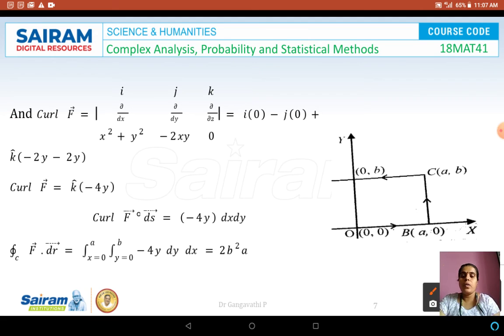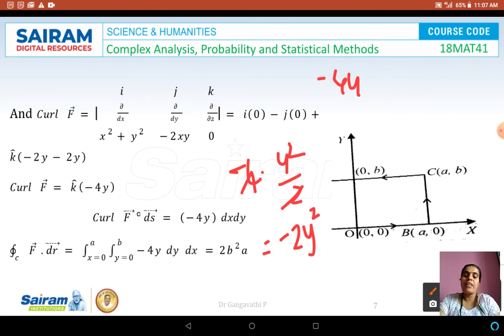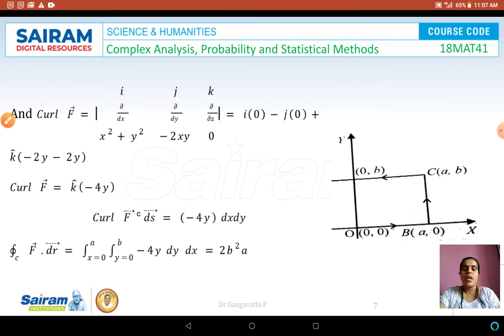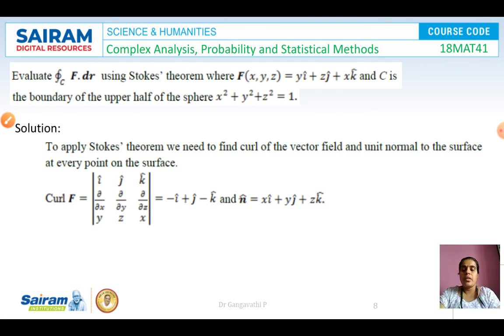the integral of y is y square by 2. So minus 4y square by 2, and the 2 gets cancelled. We have only minus 2y square. And again when we integrate with respect to x, we get minus 2y square into x, and the y limit was b. So we get minus 2b square into a. So this is how we have to perform the integration and find the required answer.